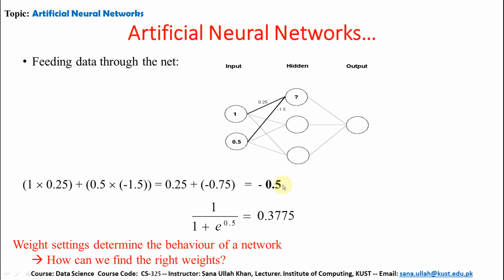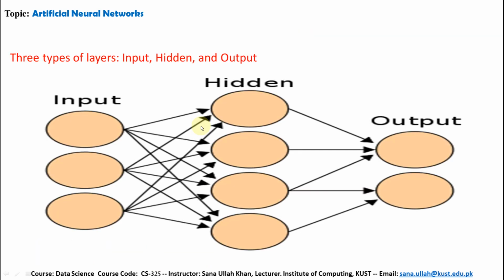So this is the value of e power x. So 1 divided by 1 plus e power x, where x is equal to 0.5, which gave us this output. So the result of this hidden layer network will be 0.3775. So weight setting determines the behavior of a network. How can we find the right weights? It is an important question.